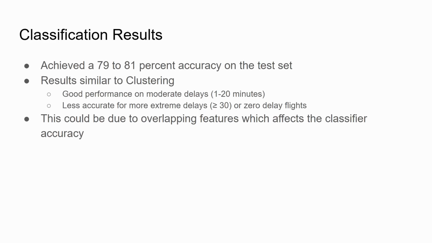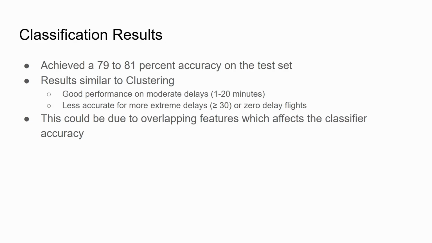So for the results, we achieved around a 79 to 81% accuracy on the test set. For the prediction, it was pretty similar to clustering. It had good performance on moderate delay. If it was delayed between 1 to 20 minutes, it would only be off by one or two. But again, it was less accurate for the more extreme delays. We guess that this could be because of the overlapping of features, which affects the classification accuracy.